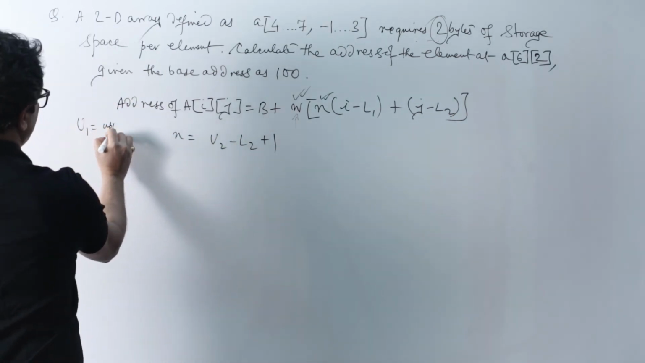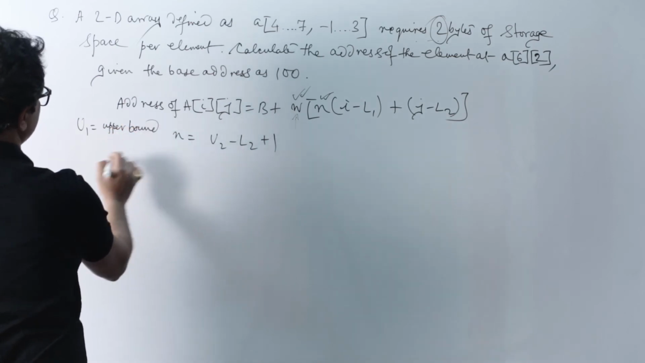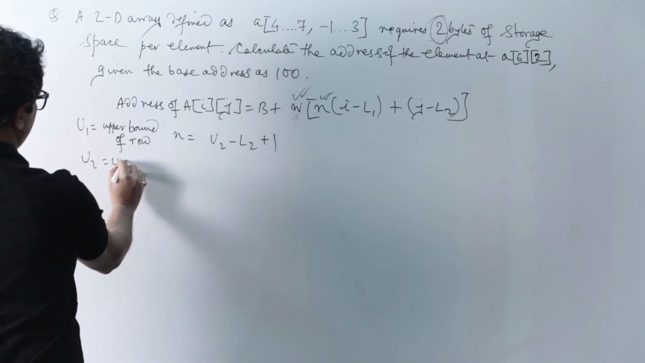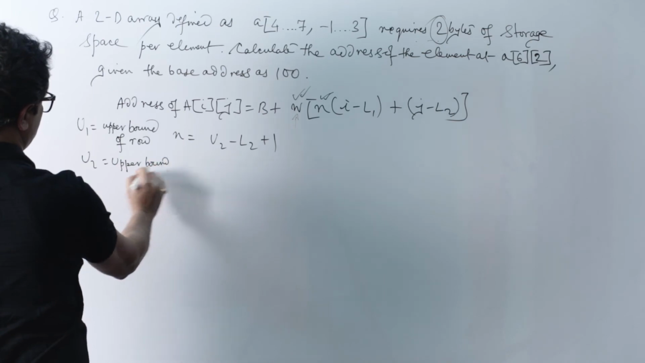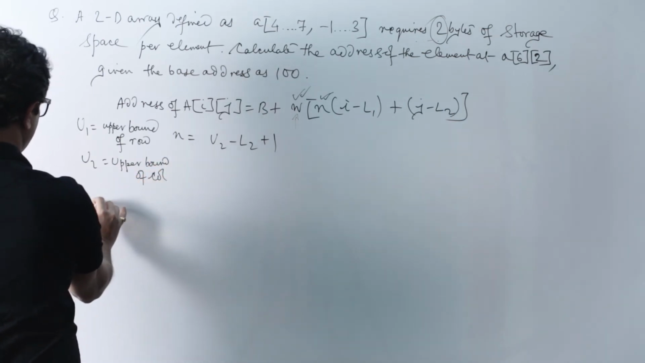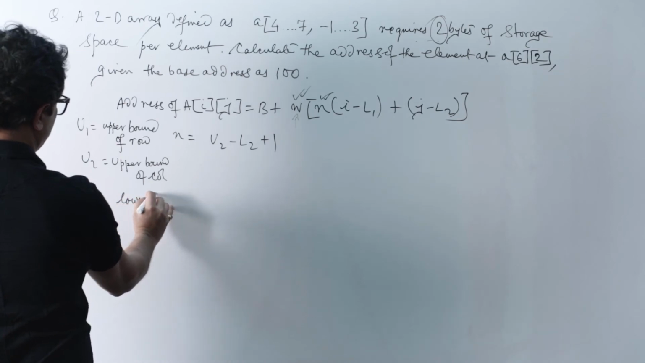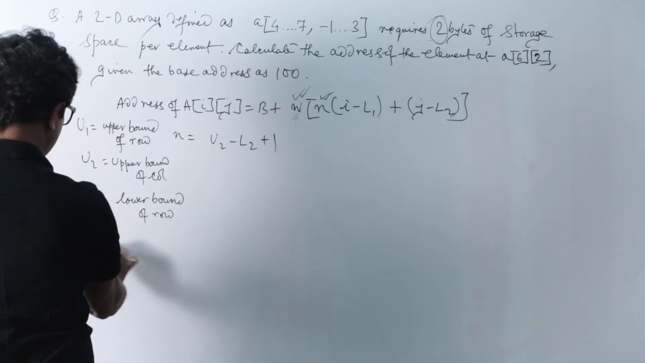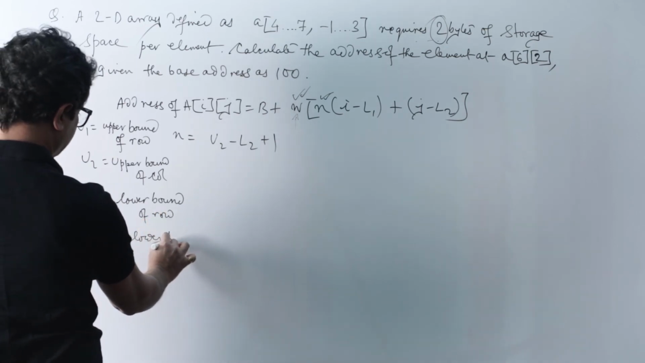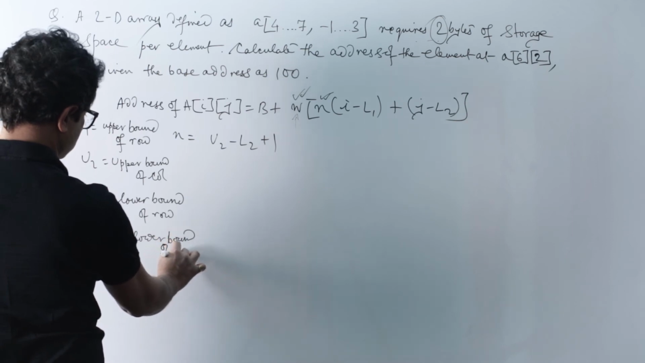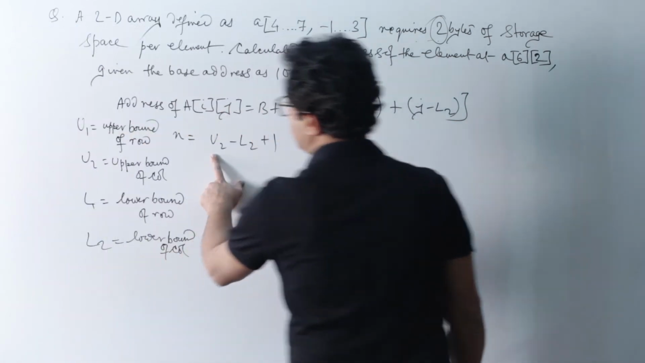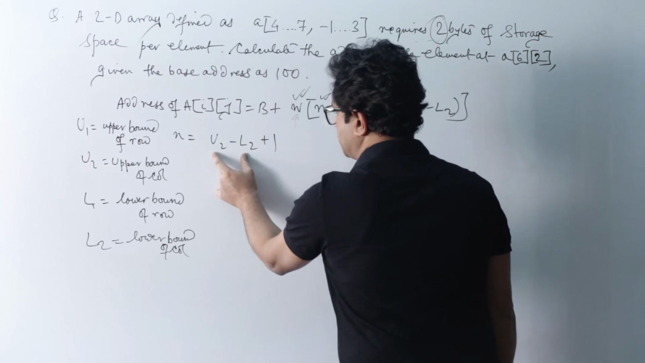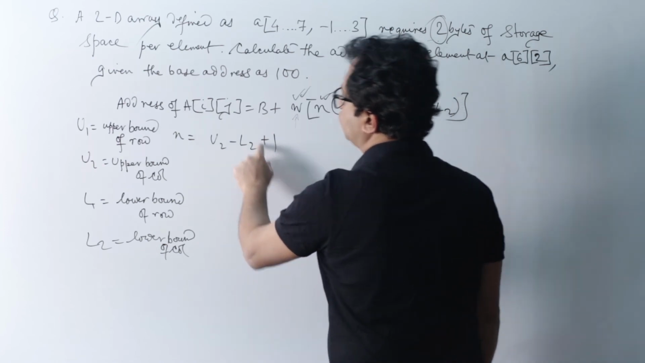Let me just recollect: u1 is the upper bound of the row, u2 is the upper bound of the column, L1 is the lower bound of the row, and L2 is the lower bound of the column. So what is this u2? u2 is the upper bound of the column, and L2 is the lower bound of the column. The difference between these two will be added by 1 to find the result of n.